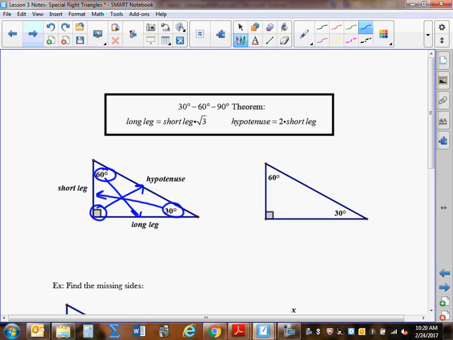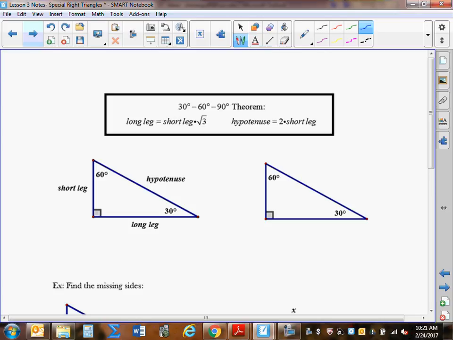Now in terms of legs, since these are just my two legs here, the one opposite of 30 degrees is your short leg, because that's the smallest angle, and the one opposite your 60 degrees is your long leg, because that's the largest angle across from your leg. Okay? So it will hold that format every single time: the short leg is across from your 30 degrees, and your long leg is across from the 60 degrees.